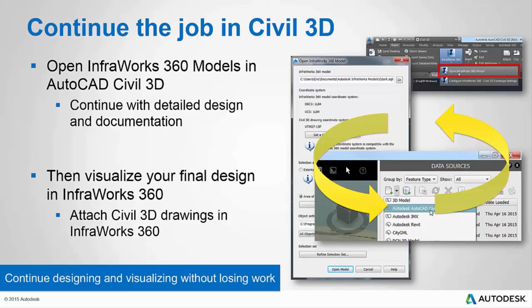And you can do that by simply attaching a Civil 3D drawing as you would any other data source in InfraWorks 360. And in fact, you can create a cycle where you're going back and forth from one product to the other, from preliminary design to detailed design and documentation, back to final visualization, or anywhere along the way and any point in the cycle. And why is this important? It allows you to continue designing and visualizing without losing any work.